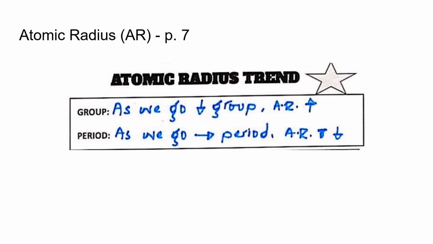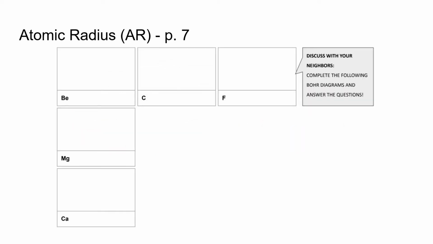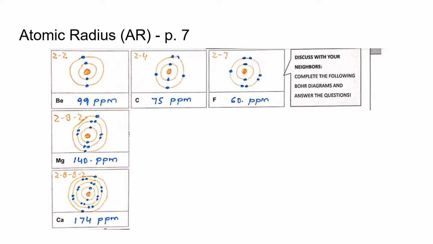So let's talk about why that happens. Now pause your video again, and in this part of your notes packet, draw the Bohr diagram in that bigger box for each element that's given, and then right next to the symbol for the element, write the atomic radius. So think about where we can find the atomic radius. It should be given in table S. Please do not forget your units. Here's what your final diagram should look like with the atomic radius that you copy down from table S.